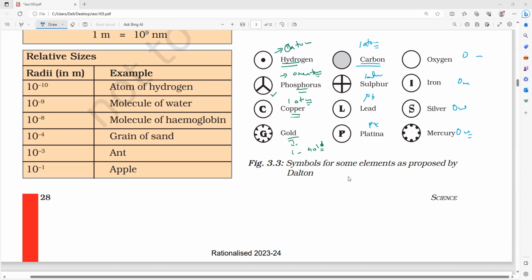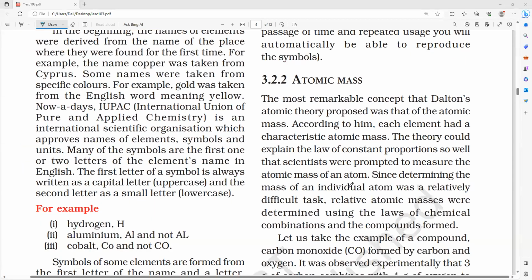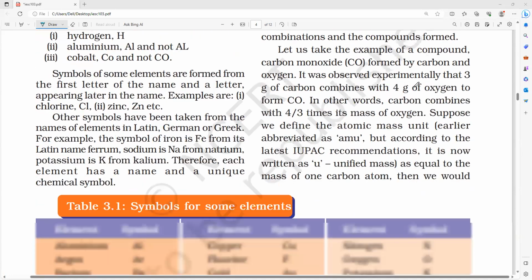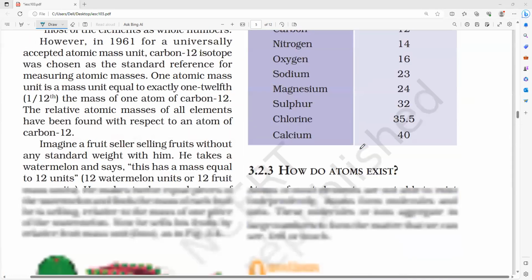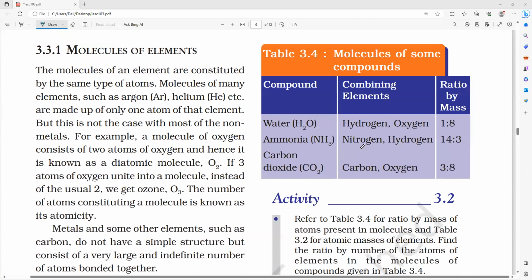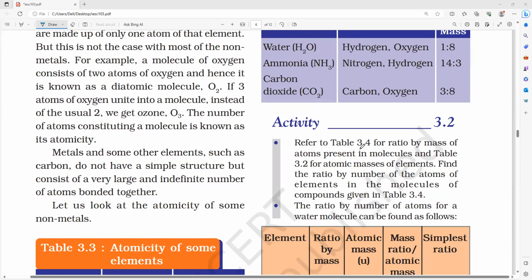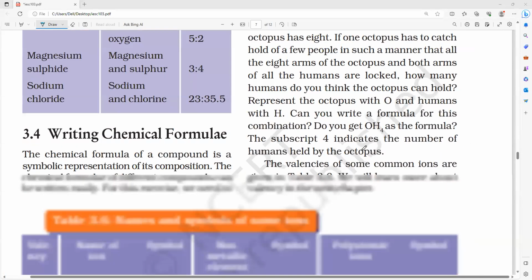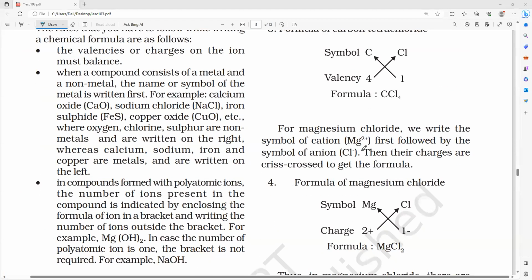That is the modern symbols of the elements. All of you keep the heading: modern symbols of the elements. Do you understand, everybody? Atomic mass, I'll teach you later. So what is the modern symbol? Modern symbols of the elements. Shall we start now? If you're okay, we'll start. All of you, please respond. Everybody clear? Yes, sir.